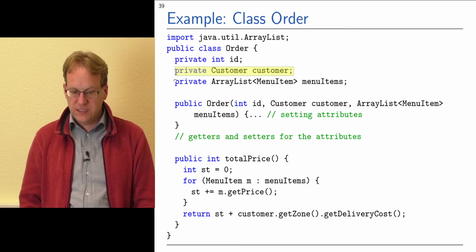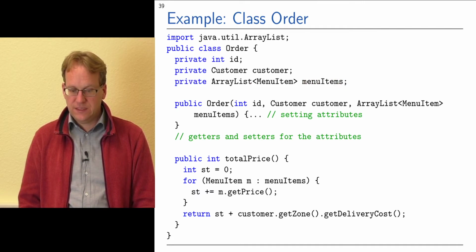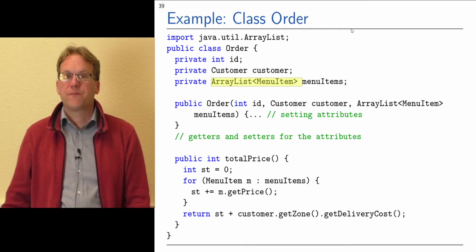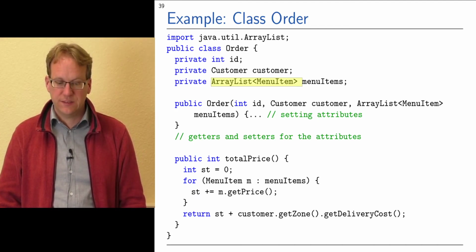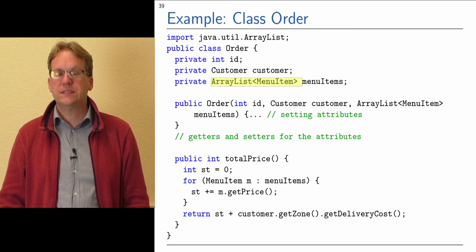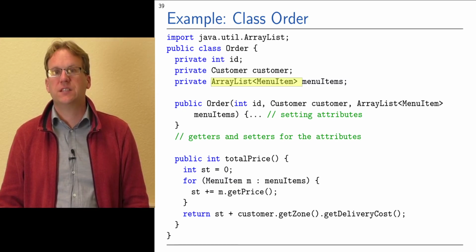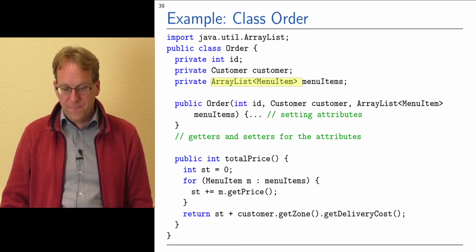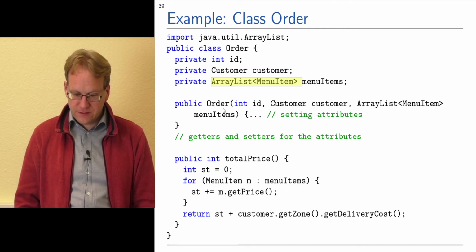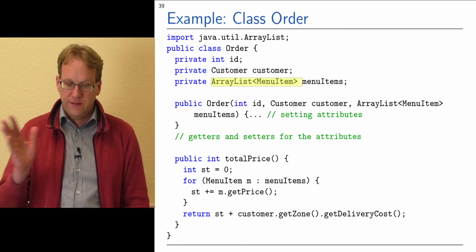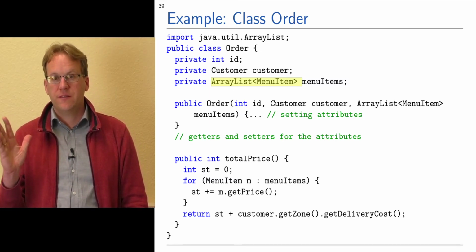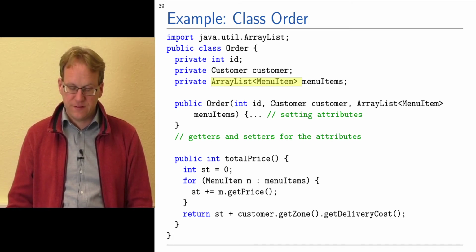And now what is special here is this attribute. Menu items is the name of the attribute, and the type of this attribute is ArrayList of type MenuItem. That's how to read this. So it's an ArrayList which can keep objects of type MenuItem. And we have then this constructor. It's not shown on this slide. This is just, again, setting the attributes according to the arguments we receive with our method.